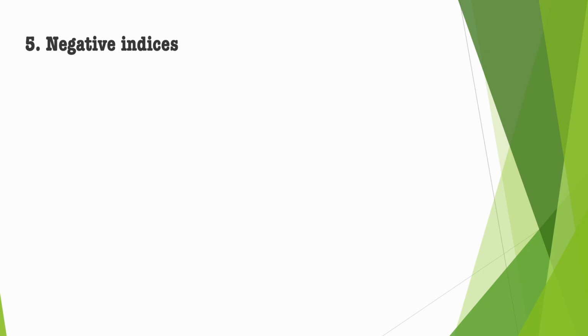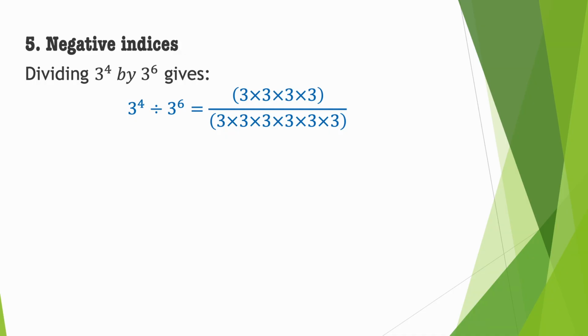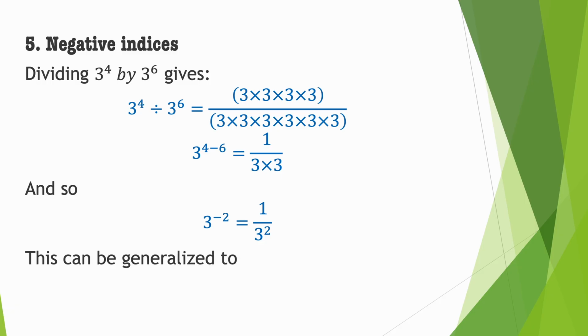Our last law is the negative index. The negative index tells us that if I divide 3 to power 4 by 3 to power 6, this gives us an expansion form. We have 3 times 3 times 3 times 3, which is 3 power 4 up, and 3 power 6 down. When you subtract the powers, we get the equivalent, which is 1 over 3 times 3. So this means that 3 to power negative 2 is actually 1 over 3 to power 2. In general form, a to power negative m is actually 1 over a to power m.